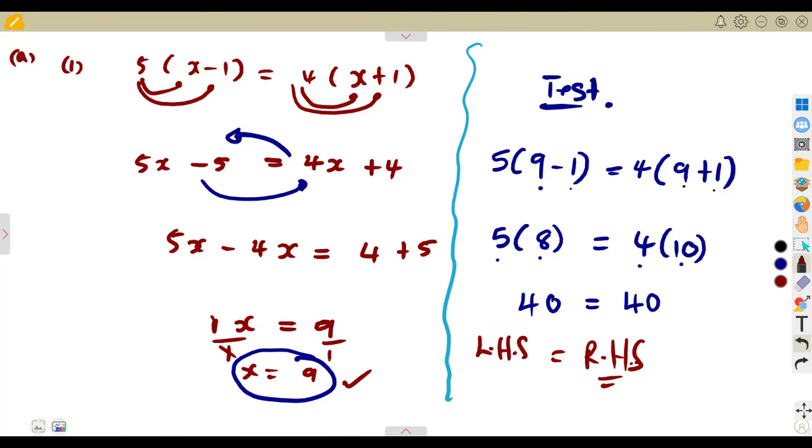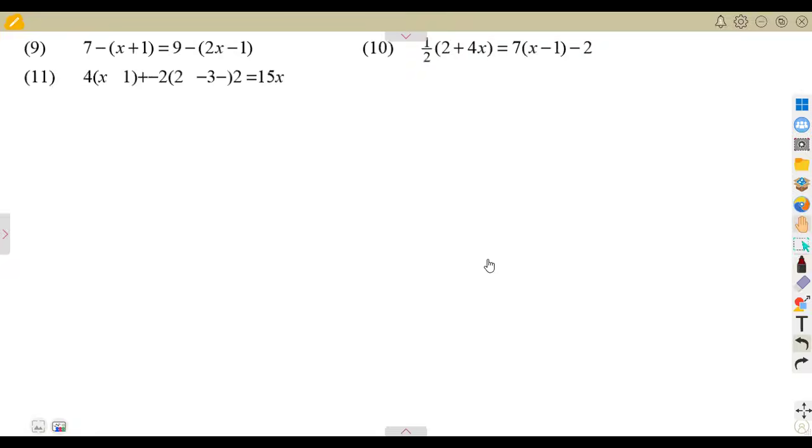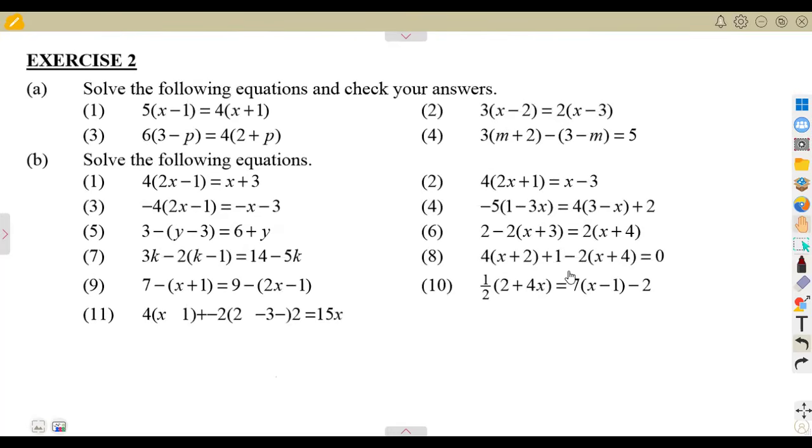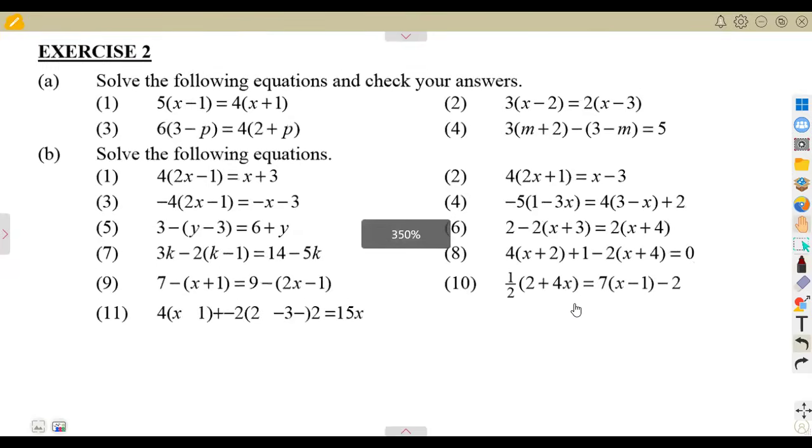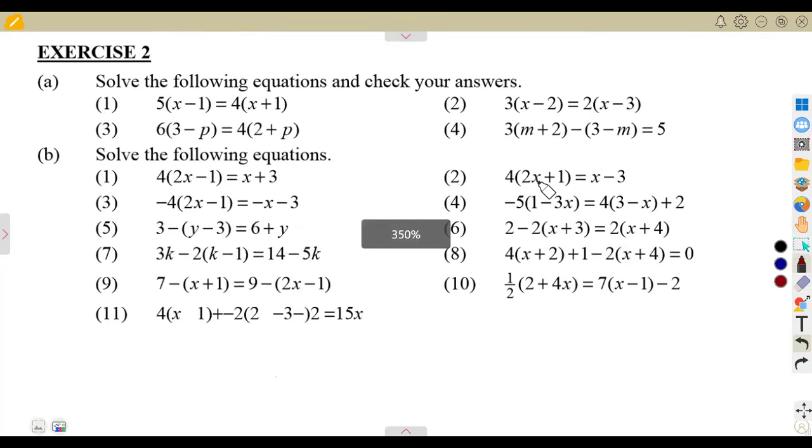So values can be checked. You can check, you can test your solutions. So these are the questions that you're going to have. I want you to try as many questions as you can.